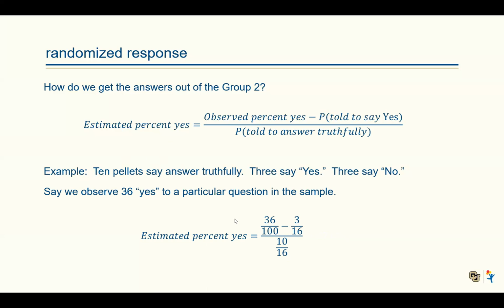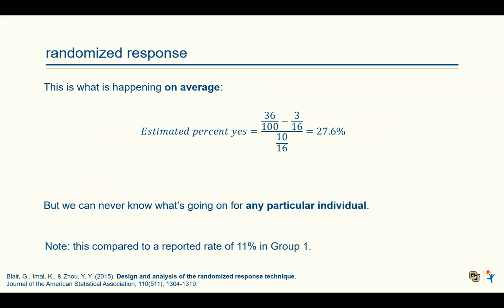That's the 10 pellets that say answer truthfully. And though we saw 36% saying yes, we know it's something more like 27.6. That's an estimated value. We've had some noise, the chance modifier added in there. What's nice about this is we understand now what was happening on average, but we can't point to anybody in particular and say this person had a real yes or a real no.